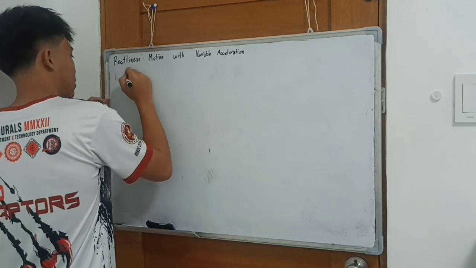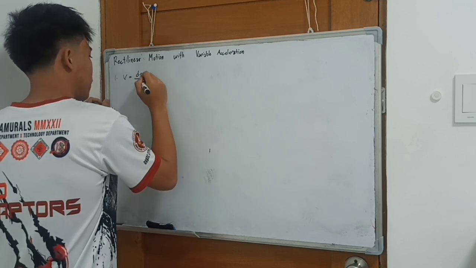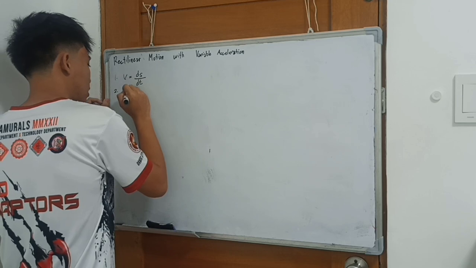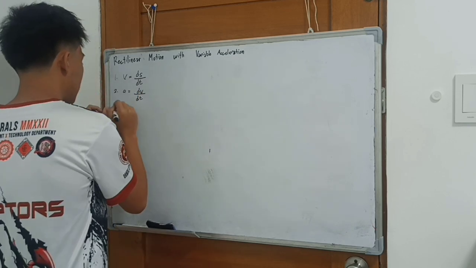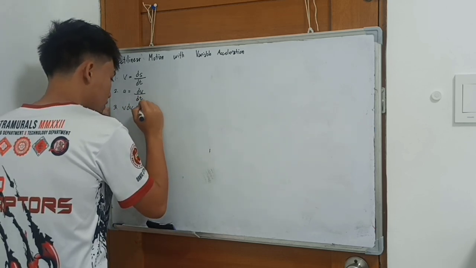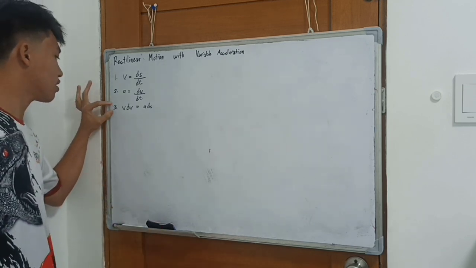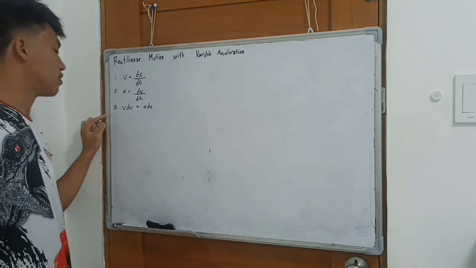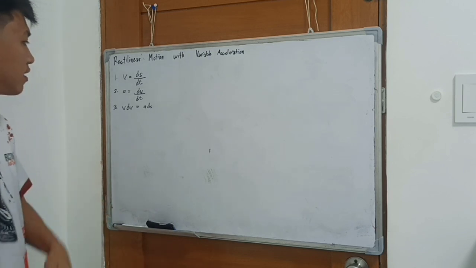The first equation is the velocity is equal to the first derivative of distance over time t. The second equation is the acceleration is equal to the derivative of the velocity over time t. The third equation, we can get by dividing and cross multiplying. So we can get the equation of the function of distance.